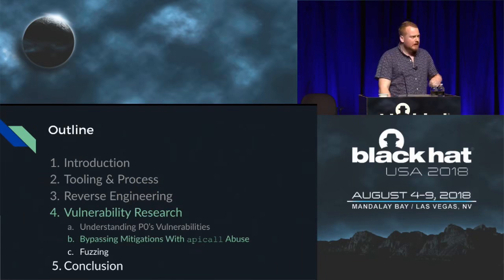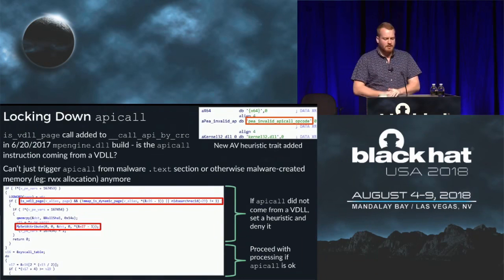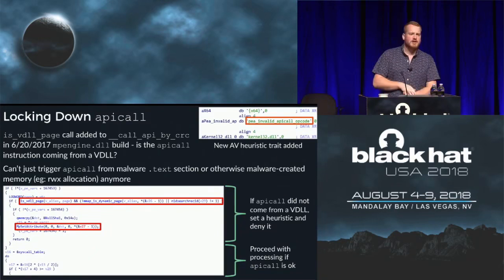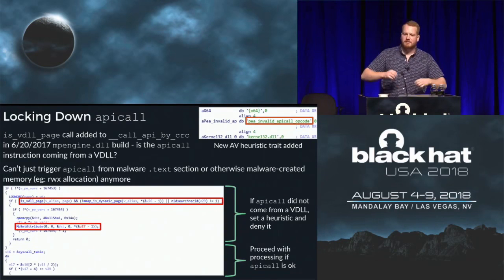So then Microsoft patched these vulnerabilities out, and I started looking at the API call instruction and the mechanism provided. I was actually able to get around some of the mitigations that Microsoft added. Microsoft added this check to isVDLL page, which is used whenever the API call instruction is invoked. It's going to check: is that API call instruction coming from the malware text section, or is it coming from a VDLL?